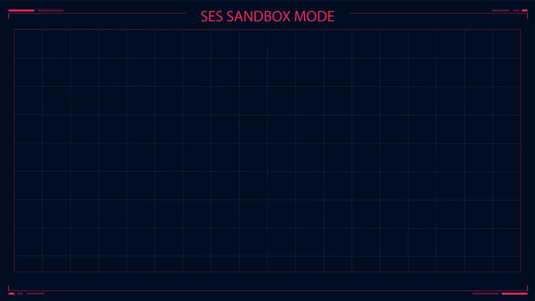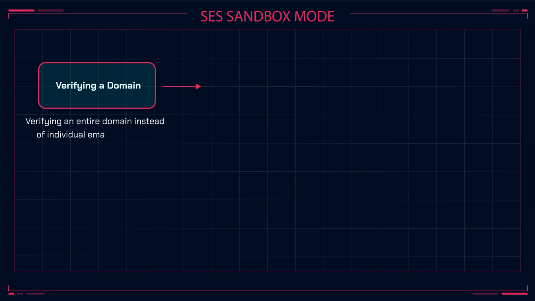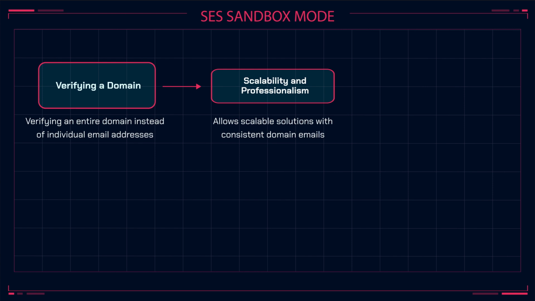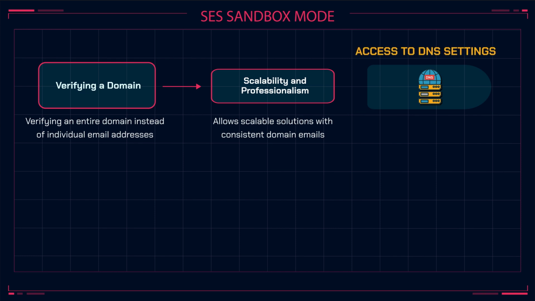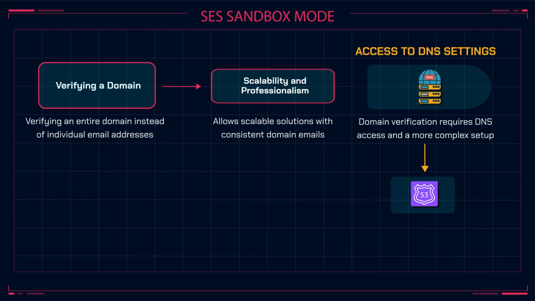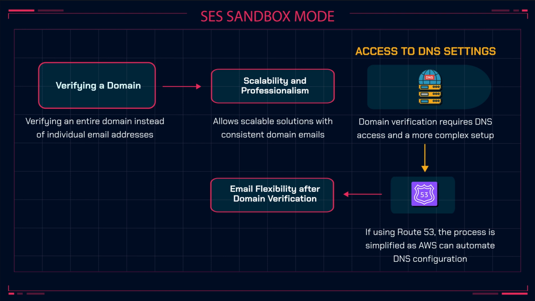The alternative is verifying an entire domain, which is more scalable for growing solutions and presents a more professional appearance with consistent domain emails. However, there is a trade-off in that verifying a domain requires access to domain DNS settings and involves a slightly more complex initial setup. But if the domain is managed by Amazon Route 53, the process is simpler as AWS can automate the DNS configuration. Once a domain is verified, emails can be sent from any address within that domain, like contact@example.com or support@example.com.